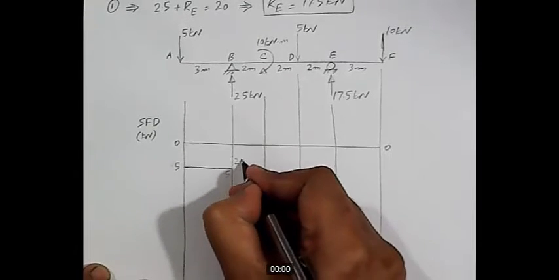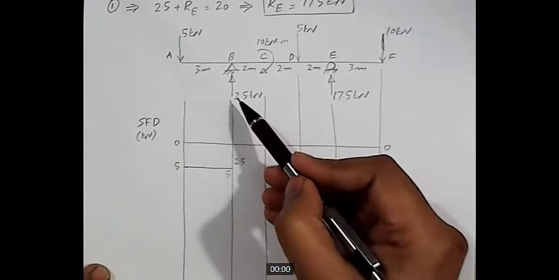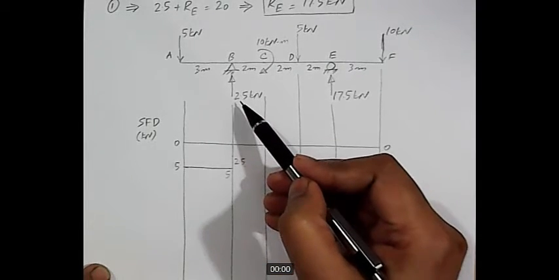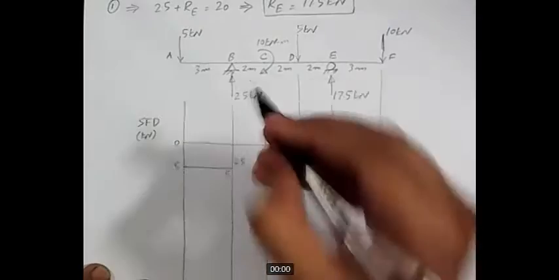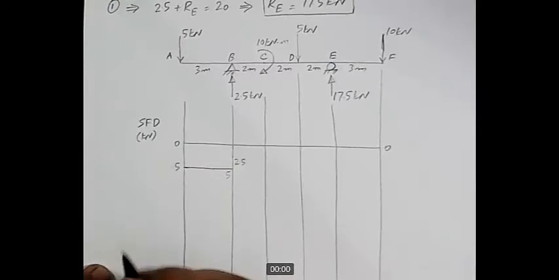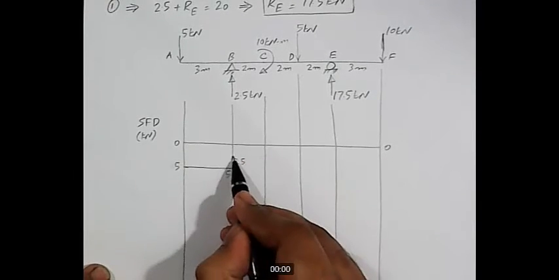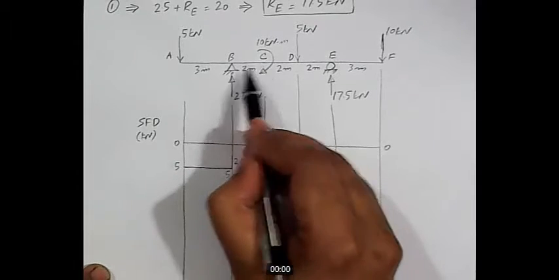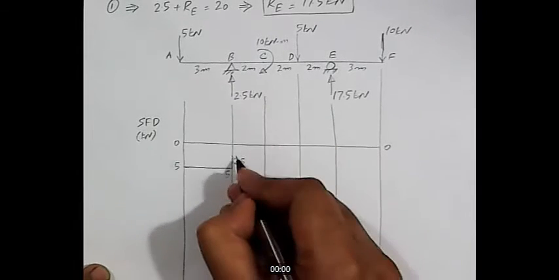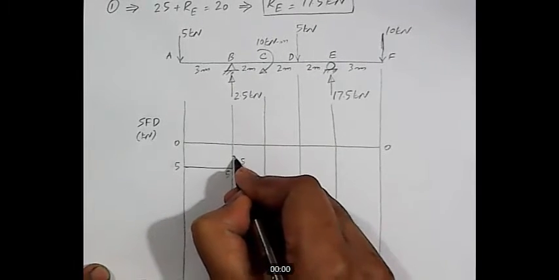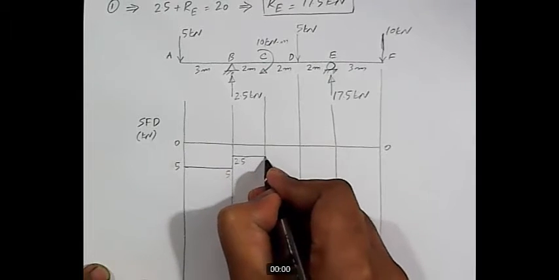Why have we moved in the upward direction? Because a force is acting in the upward direction with a magnitude of 2.5 kilonewton. So we reach here. Then from point B to C, is there any load acting? No, there is no load acting from B to C, so the shear force diagram will remain constant at 2.5.